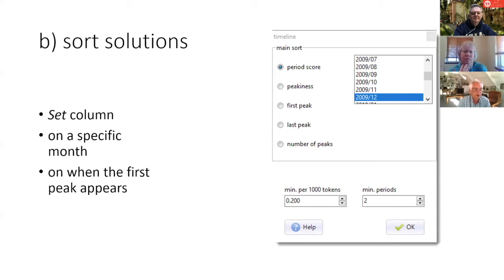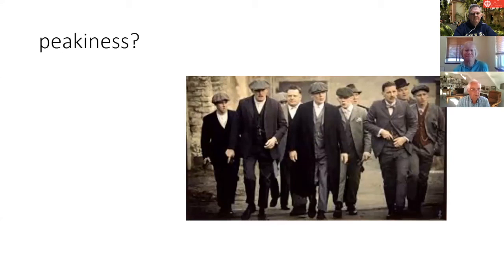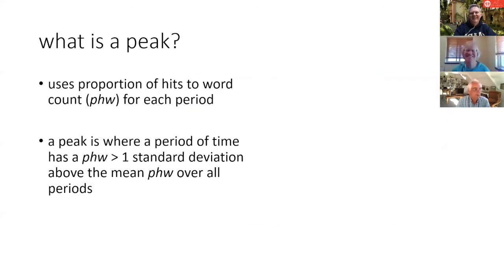Perhaps an easier idea to grab hold of is first peak and last peak and number of peaks. So we have to then be quite clear, what do we mean by a peak in a timeline like this? What is it? What constitutes a peak? What is meant by a peak? And we'll perhaps get to the term peakiness, where we've decided what a peak is. It's nothing to do with this movie.